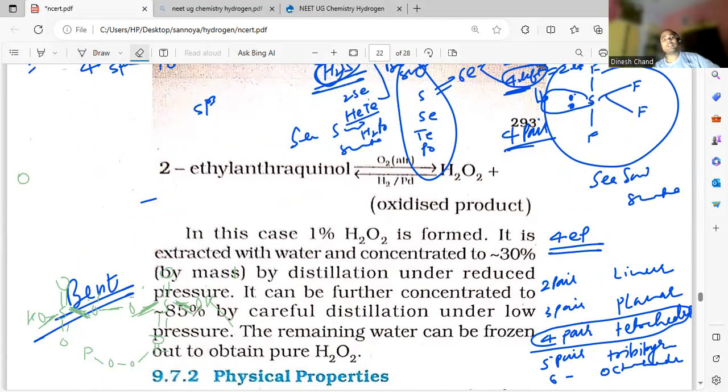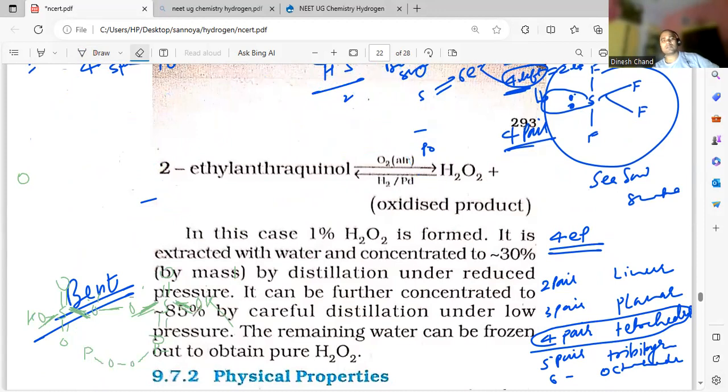But H2P2O8 is having the peroxide linkage. H2P2O8, it is having peroxide. It will be the same thing, but instead of S, we will be writing P.